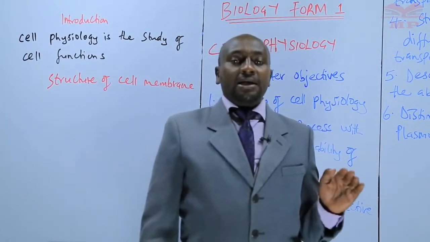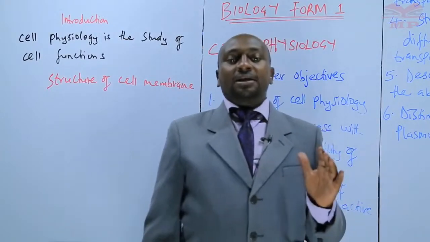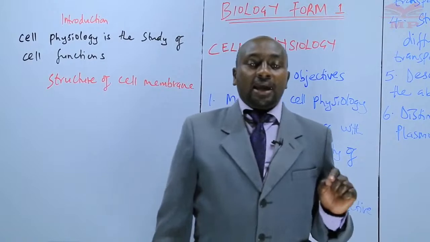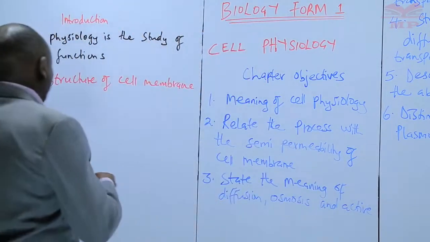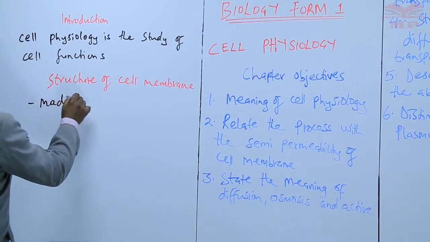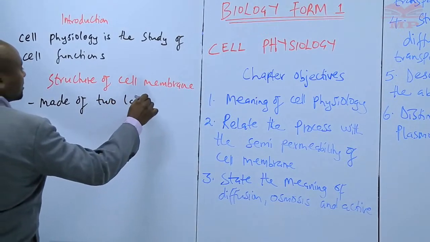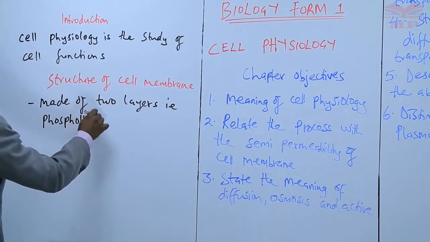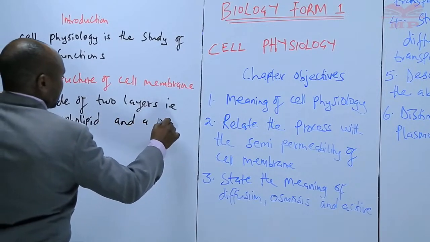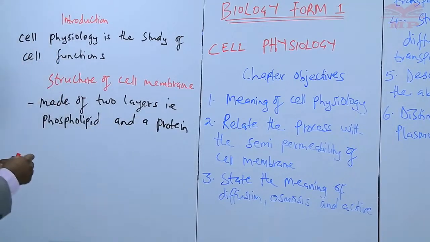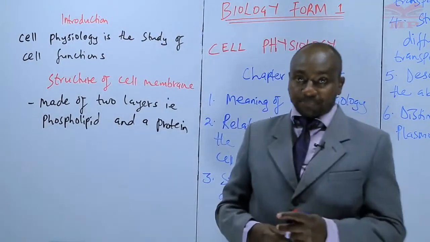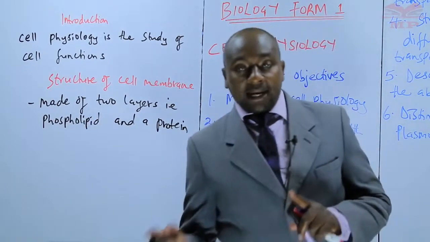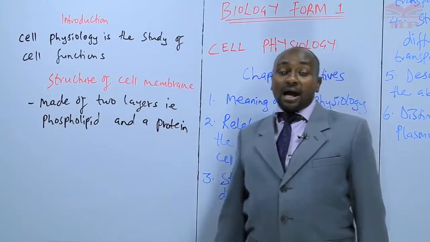So the cell membrane is a membrane or a layer that is made up of two things. It's made up of something that is called a phospholipid and a protein layer. So it's made of two layers, i.e. phospholipid and protein. I'll explain what is a phospholipid and a protein. A phospholipid is a fat layer. Anything that ends with the word lipid, it means that it's either a fat or an oil layer. Then, of course, the other one is a protein layer.